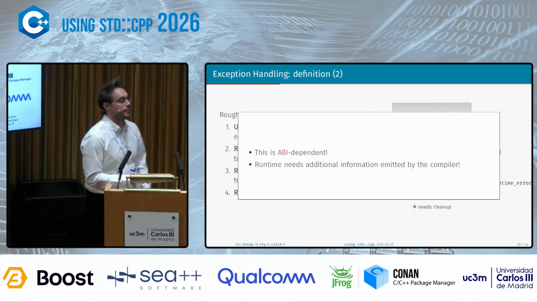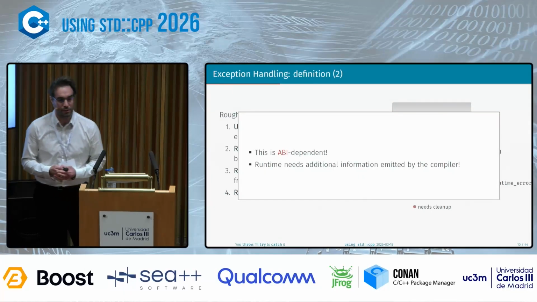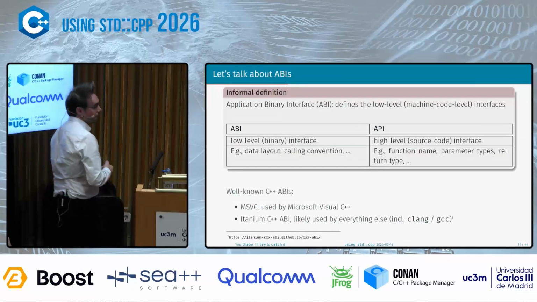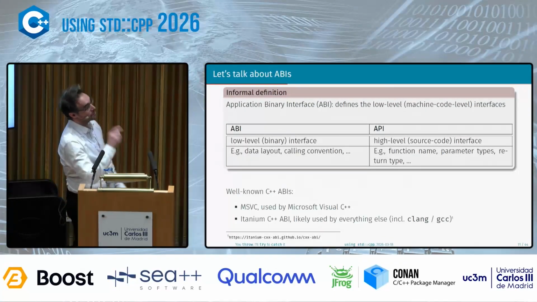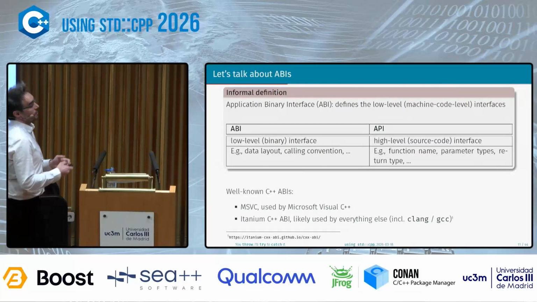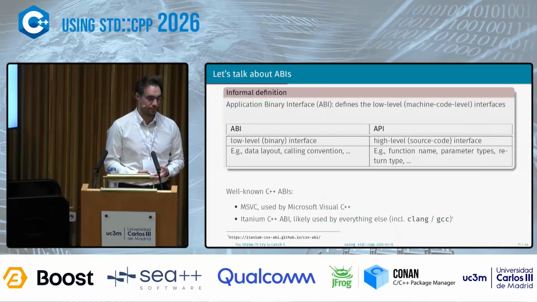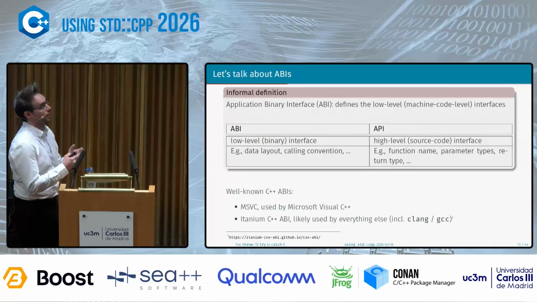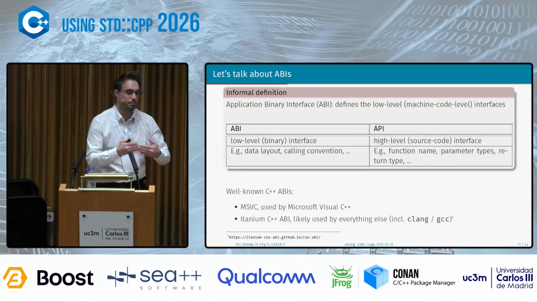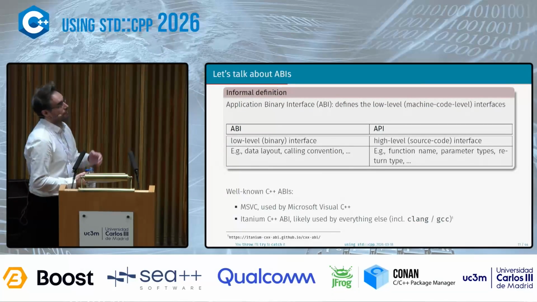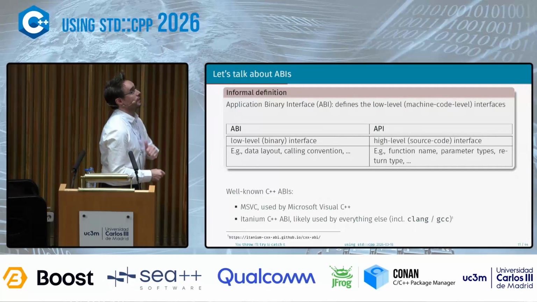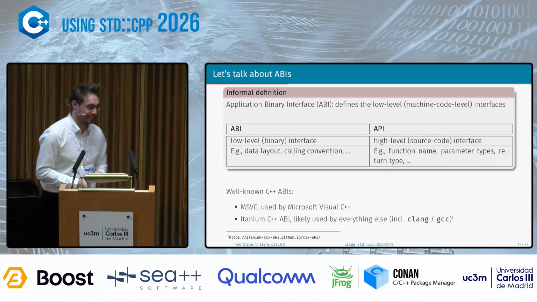This process is highly ABI dependent, and the runtime obviously needs some additional information that is emitted by the compiler. This is already starting to not sound very trivial. So I mentioned ABI. This is not an official question, but who knows what an ABI is? Okay, 50%. Fine. So basically, an ABI defines the low-level details of the interface. To compare it with an API, in an API you define the high-level details of how to interface with your code, for example the function name, the parameter types, the number of parameters, the return type, and whatnot. The ABI, in turn, defines the low-level, even machine-code-level details of the interface. So you have data layout, the calling conventions, etc. We will see more about this in a while.